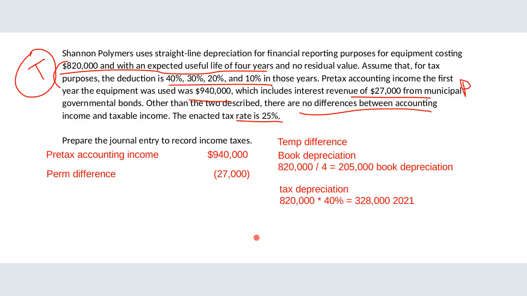So we're going to have our temporary difference, and our book depreciation is 205. Our tax depreciation is 328. So we can see that tax depreciation is higher than book. So we said we are going to have a deferred what?